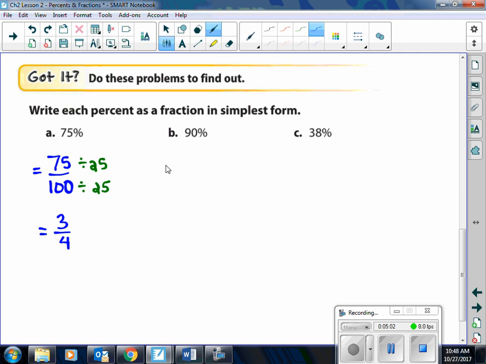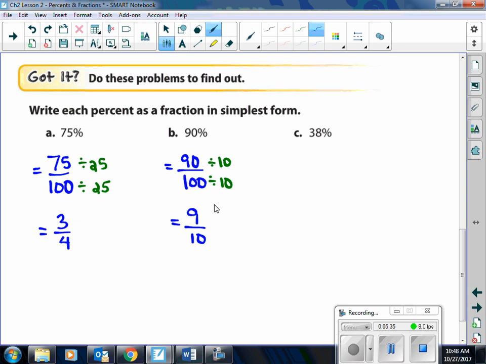How about letter B? That's 90%. So 90% written as a fraction would be 90 over 100. Very good. Now, I can simplify by dividing by 10. Very good. We can divide by 10 here, and we can divide by 10 there. Numerator and denominator. So 90 divided by 10 is 9, and 100 divided by 10 is 10.